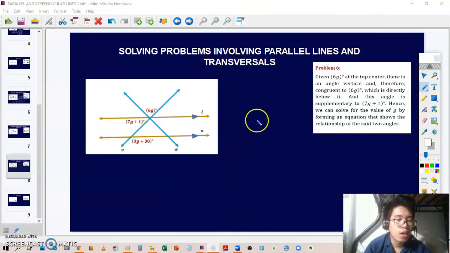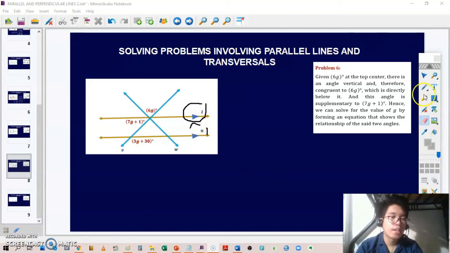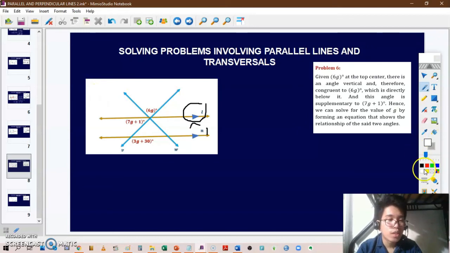And lastly, for solving problems involving parallel lines and transversals, we have the sixth problem. We have here two parallel lines, line L and line N, and we want to solve for the value of G. That's the variable that we want to solve. So what's the value of G?